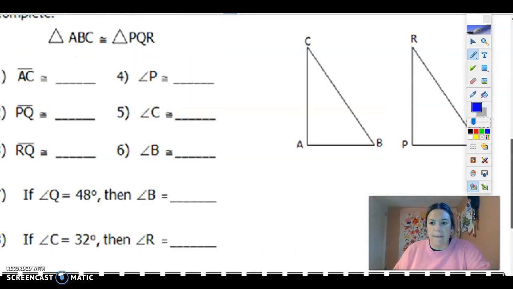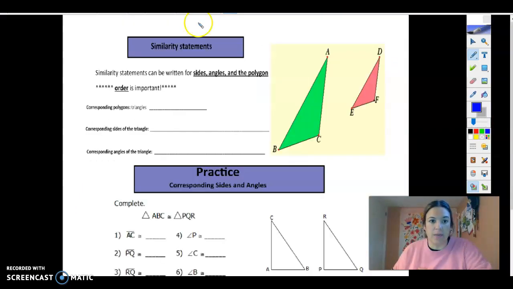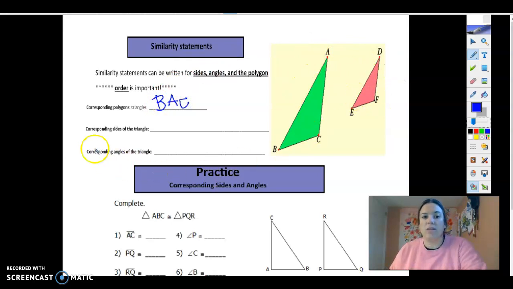So now we're going to look at writing similarity statements. So we can write similarity statements for sides, angles, or the entire polygon, but remember that the order that you write the letters in is important. So corresponding polygons, so triangle, and it doesn't matter which letter I start with for the first one. So if I start with B and then I go to A and then I go to C, which doesn't matter the order on the first one, it will matter when I write the second one.